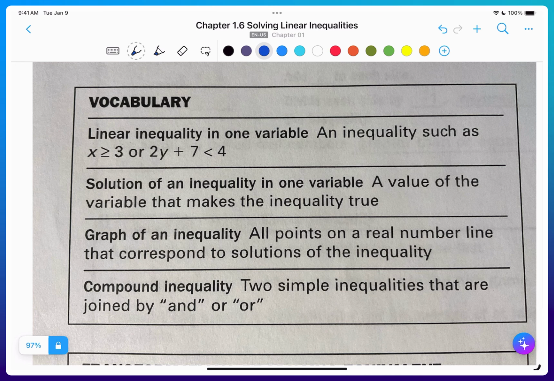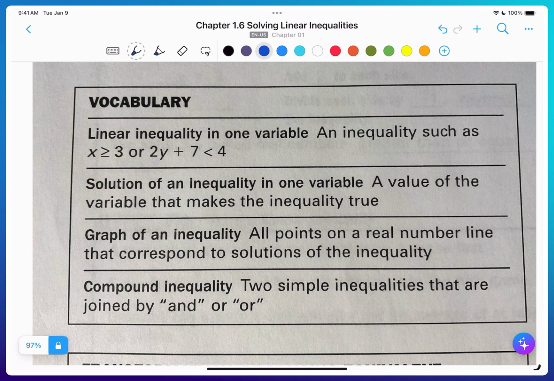A linear inequality in one variable is an inequality such as x is greater than or equal to 3 or 2y plus 7 is less than 4, meaning they're not equal. Or they could be equal and greater than or less than, but they're inequalities. And the solution of an inequality in one variable is a value of the variable that makes the inequality true.